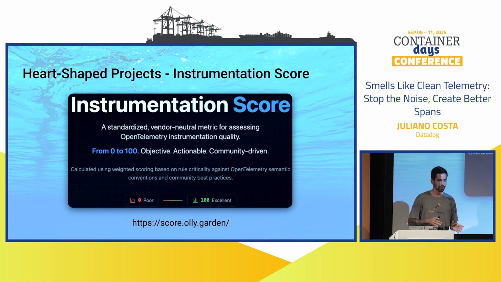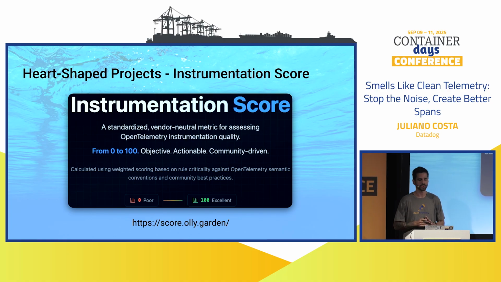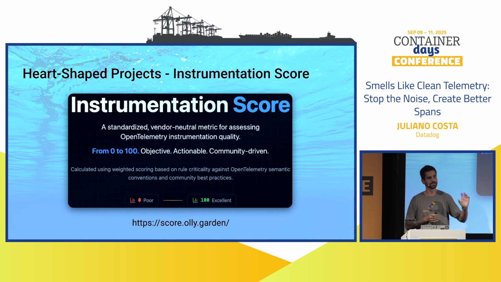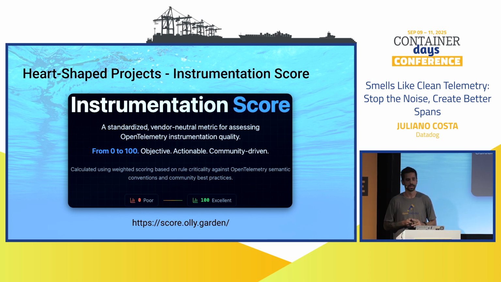One is pretty new. It's called Instrumentation Score. It introduces a calculation formula to evaluate the telemetry that you are producing. It is a still new project, but with a great goal, so let's keep an eye on it, and hopefully eventually it will become part of the OpenTelemetry project itself. So let's see how that develops.